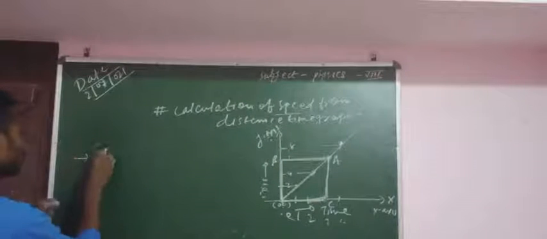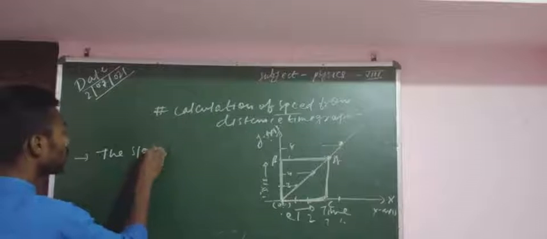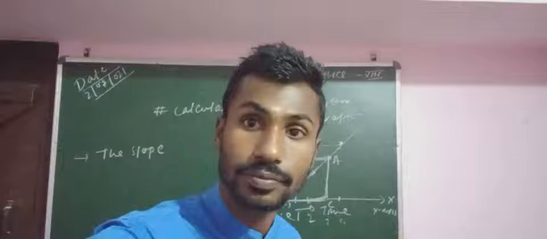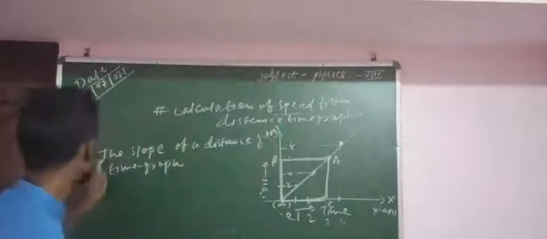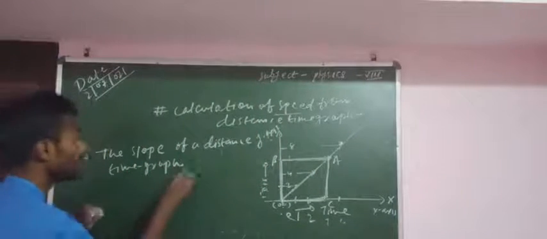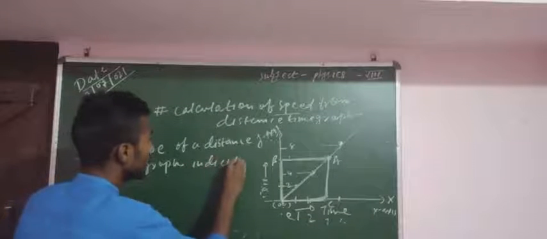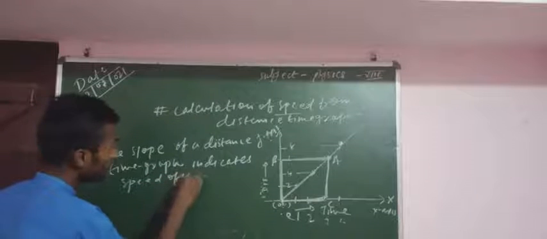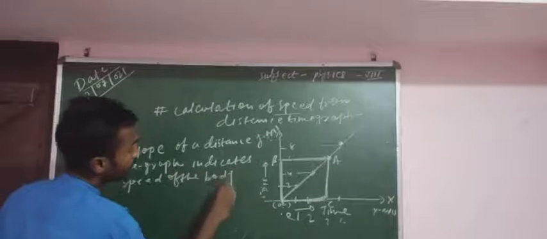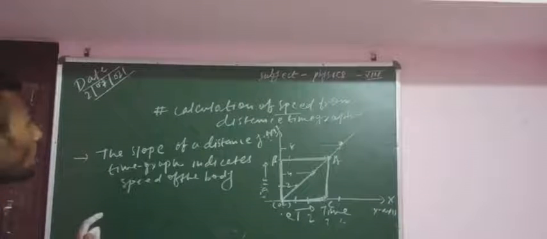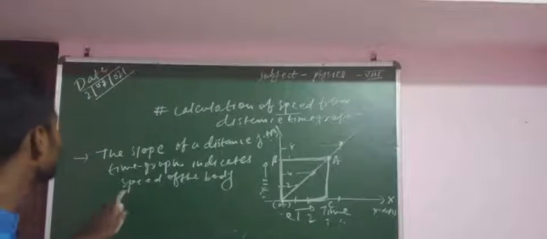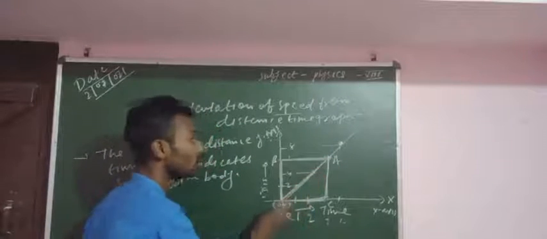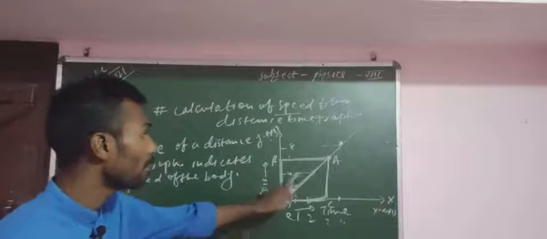The slope or gradient. The slope of a distance time graph indicates the speed of the body. Second point is that the slope of a distance time graph indicates the speed of the body. That means this is the slope. This slope indicates the speed of the body.